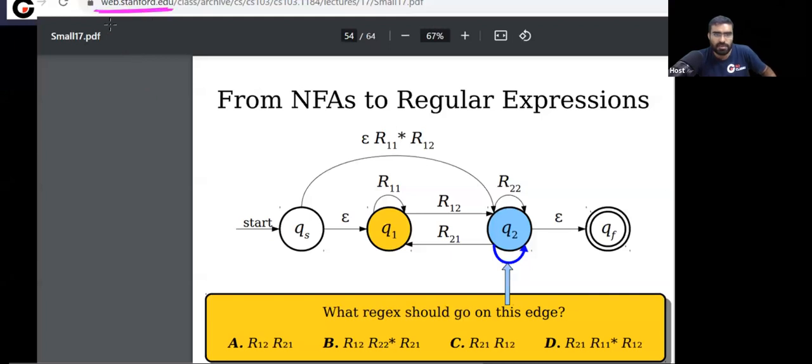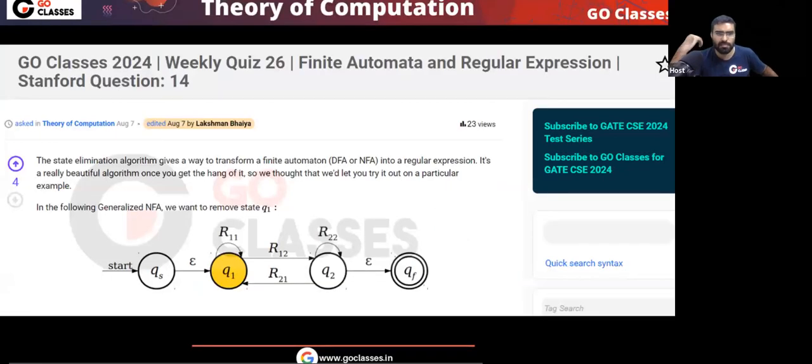This question is also taken from Stanford. You can see question number 14. Now let's see what this question is asking. The question is saying the state elimination algorithm gives a way to transform finite automata into regular expression.